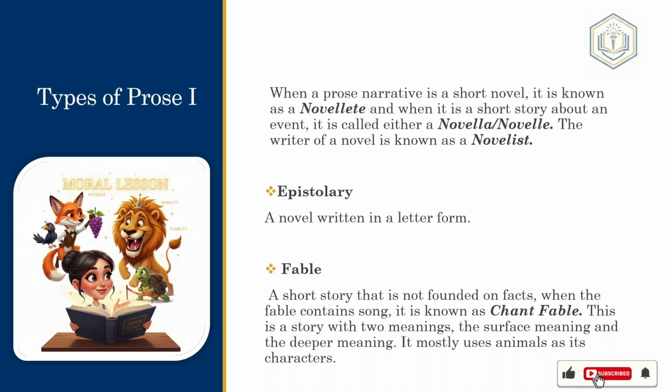So a fable is a short story that is not founded on facts. When there is a song inside those fables, they are called chant fables. Fables never have just one meaning. They always have a surface meaning for every child that reads it, and a deeper meaning. It always has layers and layers of meaning depending on who reads it, but they usually have a central deeper meaning. An example of a fable is Animal Farm by George Orwell.